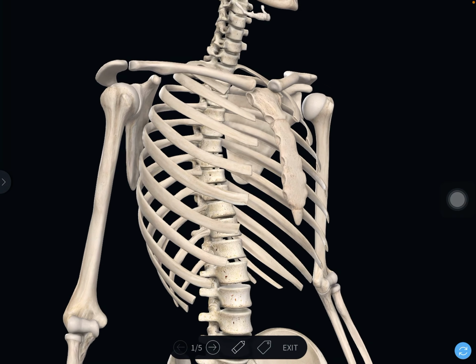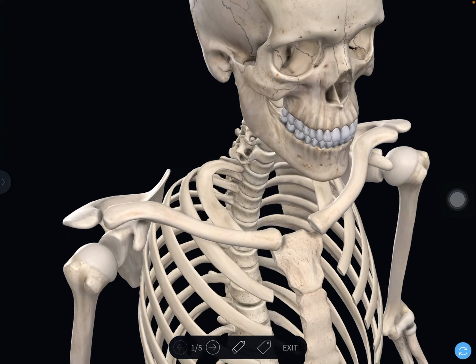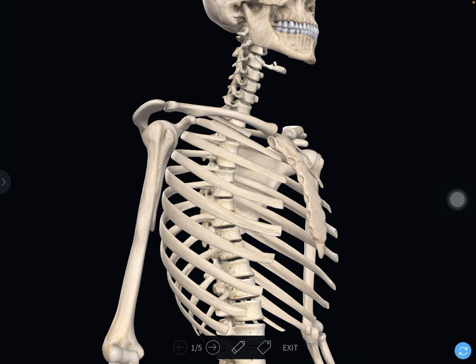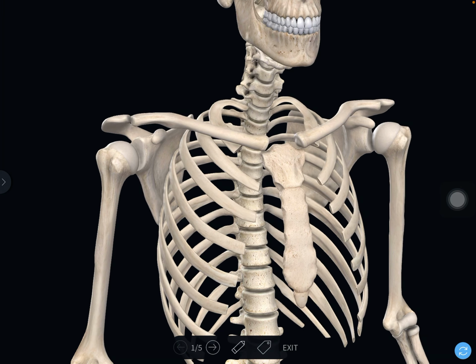So axilla, it is the connection between the root of the neck and the upper limb. So this is the root of the neck and this is the upper limb. Axilla is the connection between the root of the neck and the upper limb. Structures which have to enter or leave the upper limb have to pass the axilla.